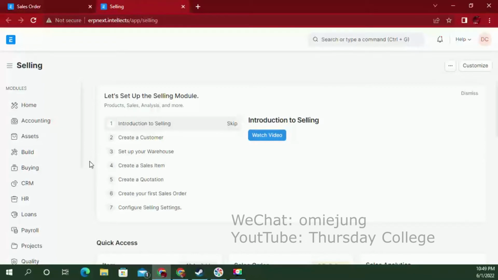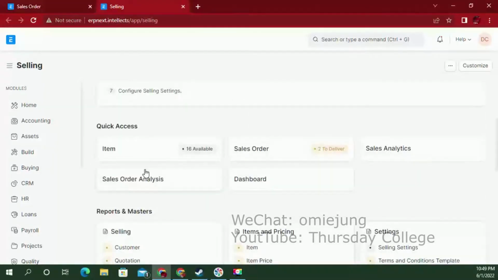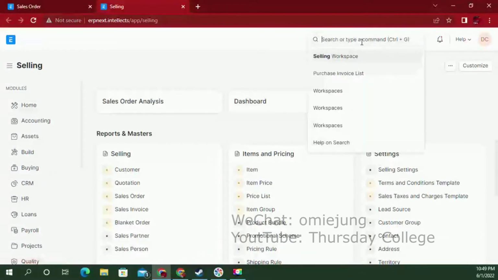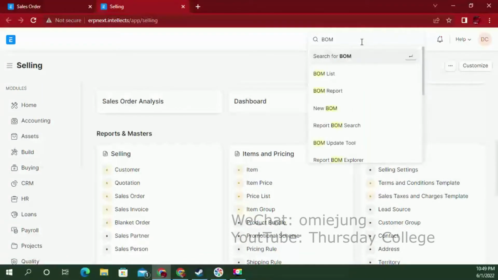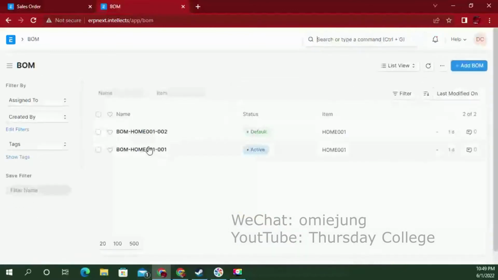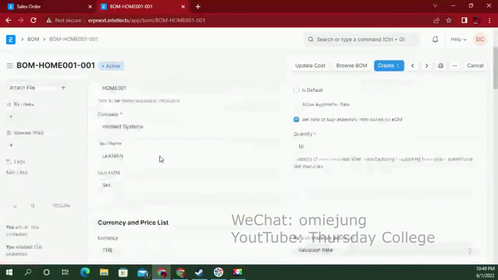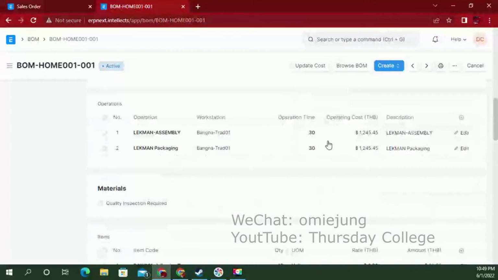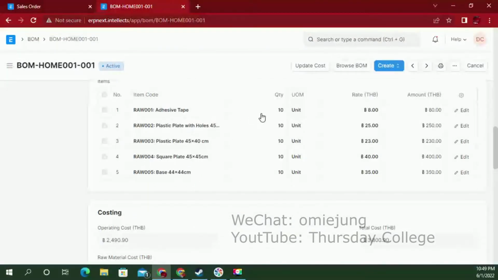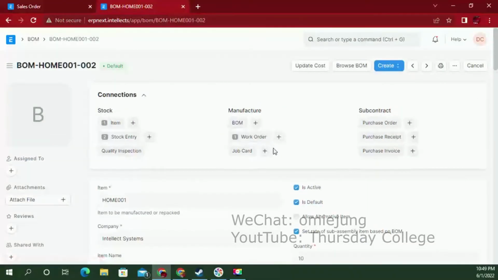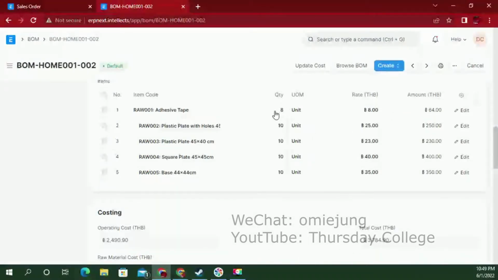So I will not talk about creating the BOM, because if I do, we just miss the main topic of the lesson. We have the first BOM. This one is the one that I planned: the first BOM needs 10 units of adhesive tape. After I finish, I found out that we have 2 units of adhesive tape left, so we only need to use 8 of them. You see something like this, so I created it in advance.